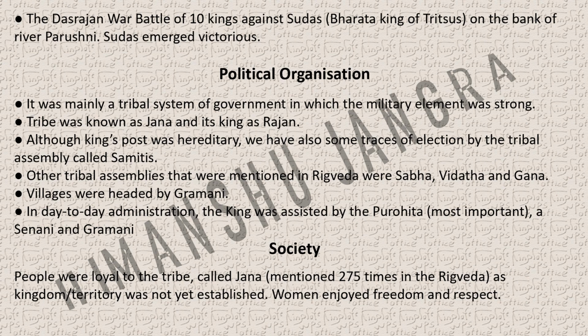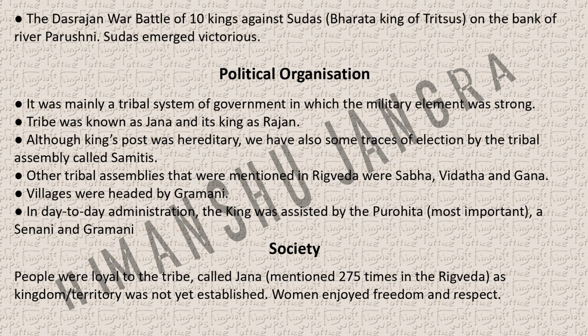The Dasarajna War, Battle of 10 Kings against Sudas, Bharata king of Tritsus, on the bank of river Parushni. Sudas emerged victorious. Political organization. It was mainly a tribal system of government in which the military element was strong. Tribe was known as Jana and its king as Rajan. Although king's post was hereditary, we have also some traces of election by the tribal assembly called Samitis. Other tribal assemblies that were mentioned in Rigveda were Sabha, Vidatha, and Gana.